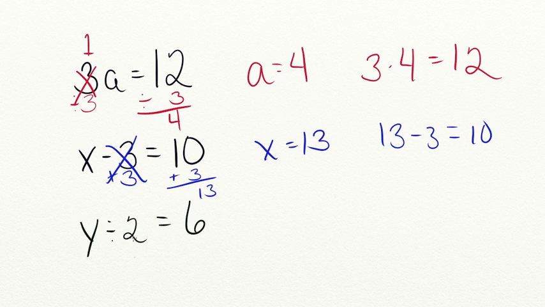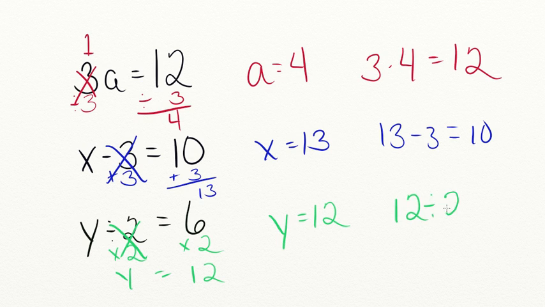y divided by 2 equals 6. So the inverse of division is multiplication. So we're going to multiply the left-hand side by 2 and the right-hand side by 2. So these are going to cancel out. And 6 times 2 equals 12. So we know that y has a value of 12. And let's check our work. 12 divided by 2 does equal 6. So we have correctly solved each of these equations.